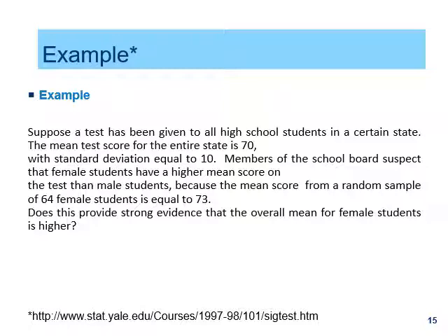Now we will see one more example. Suppose a test has been given to all high school students in a certain state. The mean test score for the entire state is 70, with standard deviation equal to 10. Members of the school board suspect that female students have a higher mean score on the test than male students, because the mean score from a random sample of 64 female students is equal to 73. Does this provide strong evidence that the overall mean for female students is higher?